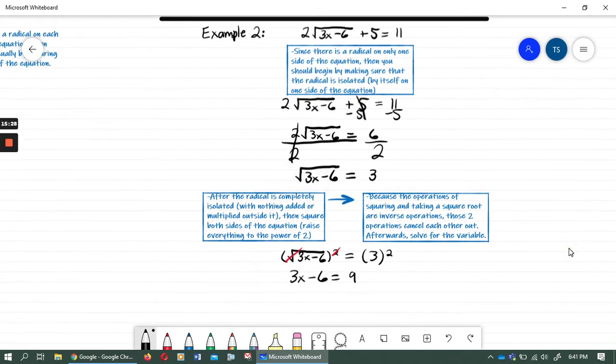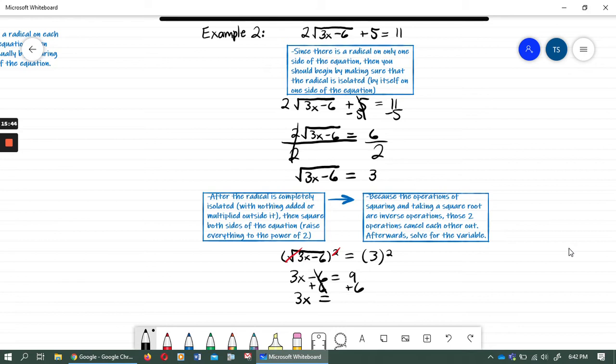Hate to make that smaller. Hope you guys got very good eyes. All right, so if we add 6 to both sides, I will try to blow it up or zoom back in a little bit later.